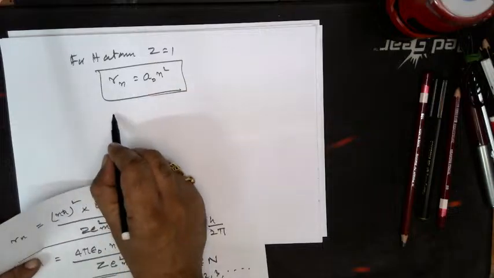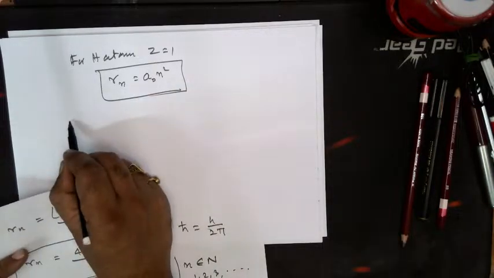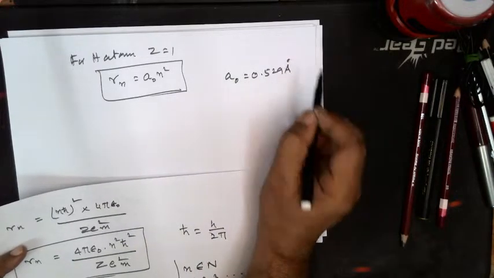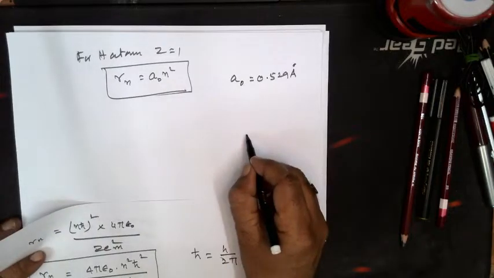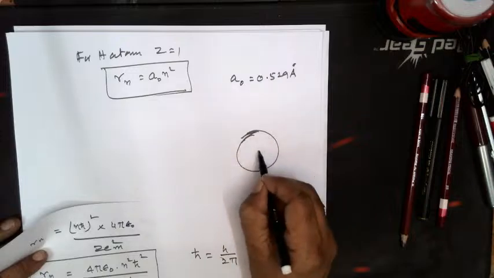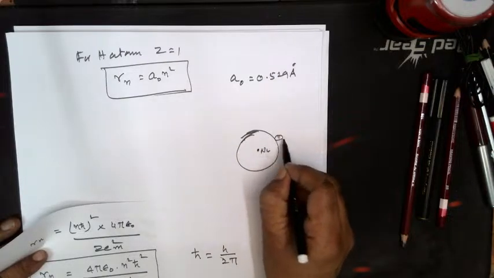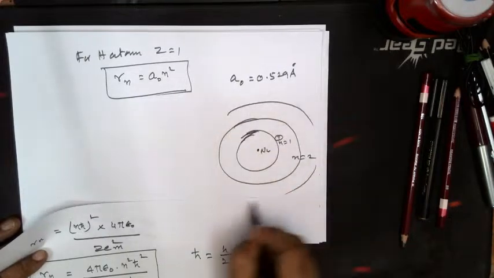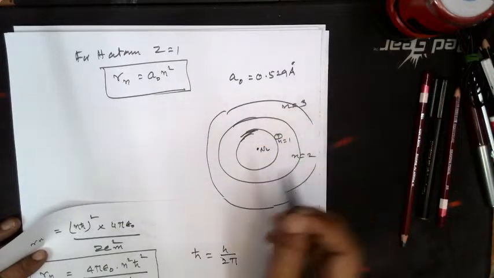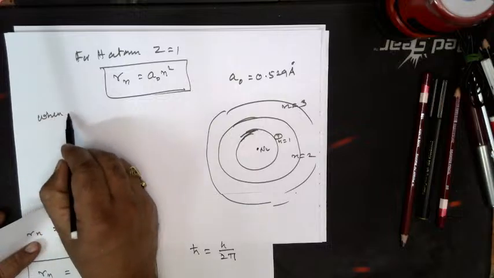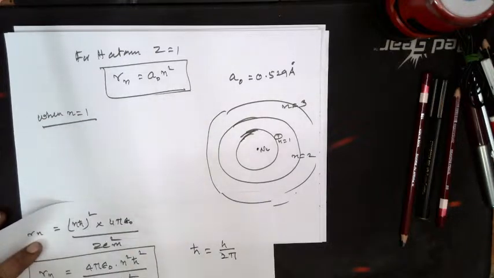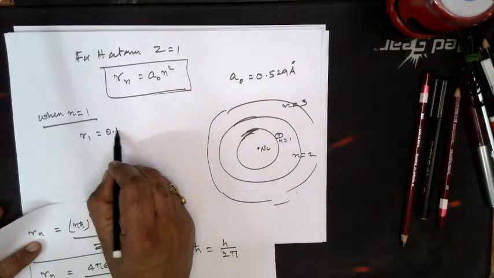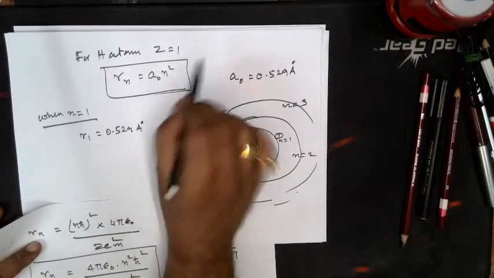Now Rn is equal to, what is the value of a naught? a naught is 0.529 Angstrom. Now suppose you have the first orbit. Here you have the nucleus. This is the first orbit, that is n is equal to 1. Second orbit, n is equal to 2. Third orbit, n is equal to 3. So when the electron is revolving in the first orbit, that is when n is equal to 1, what could be the value? R1 is equal to a naught, which is 0.529 Angstrom, because 1 squared is 1.